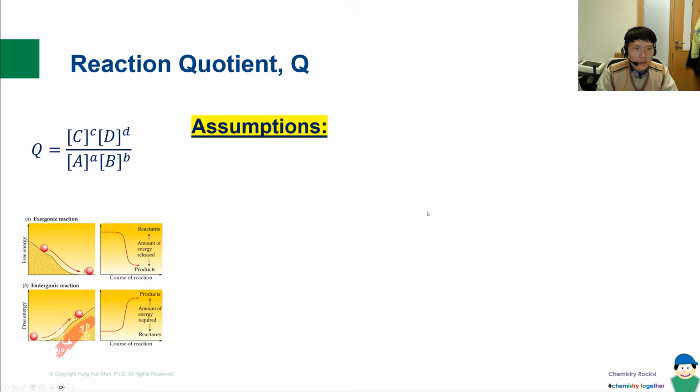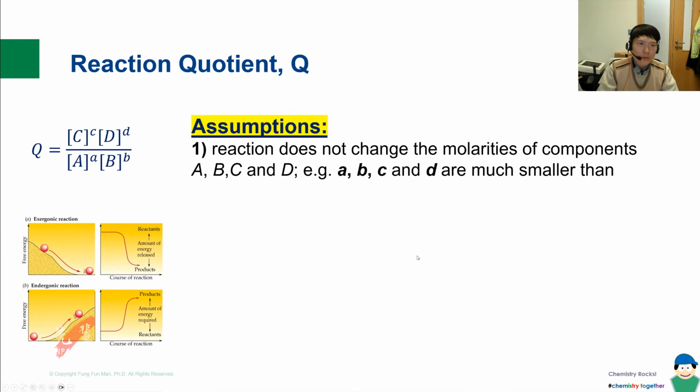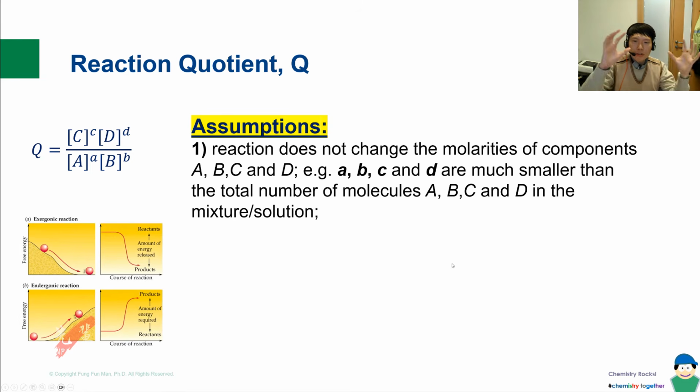Okay, good. But the assumption to use this reaction quotient is that the reaction does not change the molarity of its components A, B, C, and D. Which means that the changes in A, B, C, and D are much smaller than the total number of molecules in the A, B, C, D mixture.